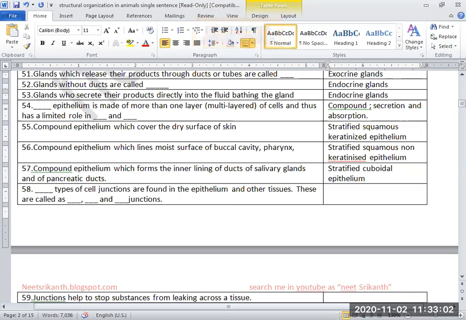Next, the types of cell junctions found in the epithelium and other tissues. What are the names of junctions and how many types of junctions are there? We have three types of junctions. What are the three types? Tight junctions, adhering junctions, and gap junctions. Very good.